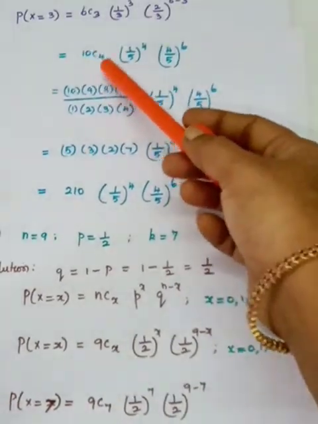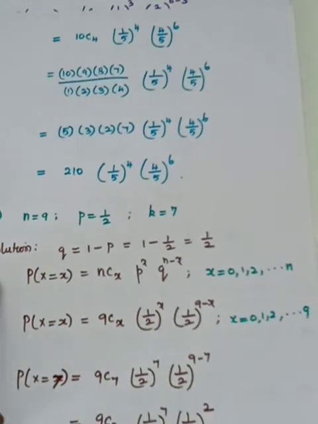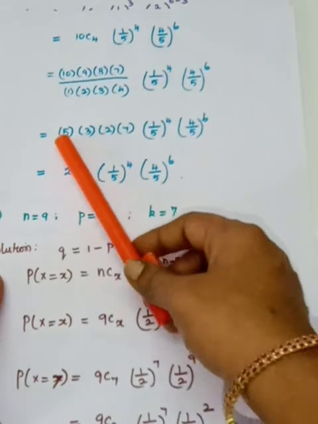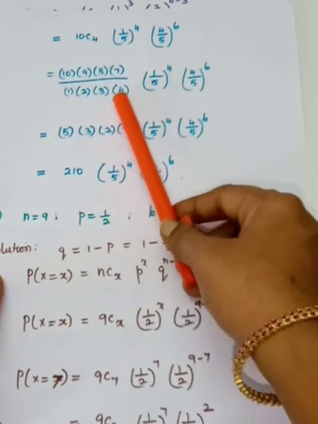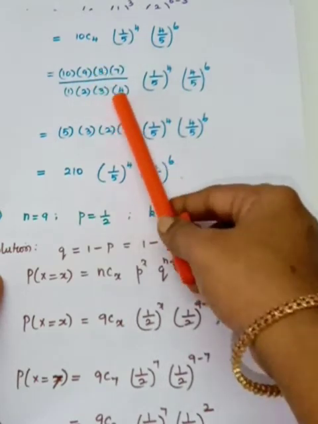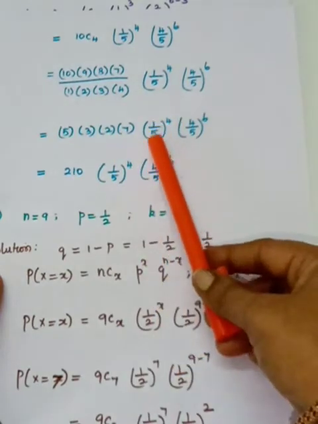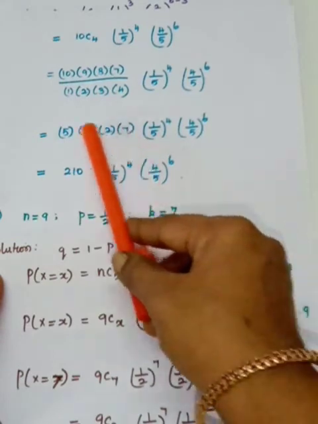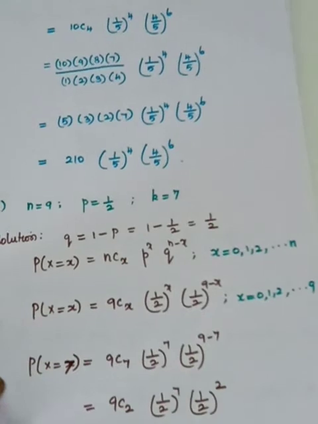Okay, so 10C4 can be written as 10 into 9 into 8 into 7 divided by 1 into 2 into 3 into 4. So see now, 2 and 10 cancel, you will get 5, and 3 and here 9, so your answer is 3 here. 4 into 4 and 8 divided by 4 is 2. So here the remaining is 7 into 5 into 3 into 2, (1/5) the whole power 4, (4/5) the whole power 6. If you multiply these four numbers, you will get 210. The remaining you can keep as it is.